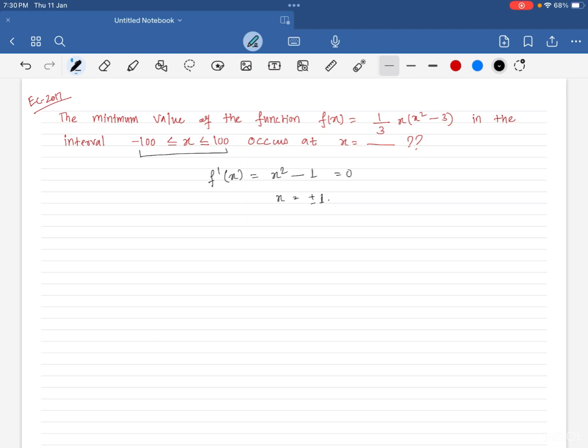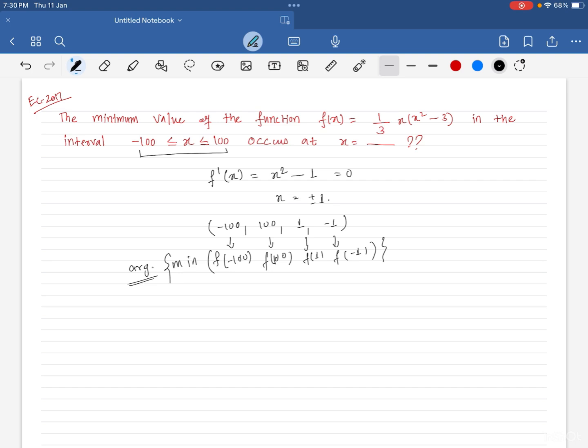So these are the points that you will have to take into consideration: minus 100, 100, 1, minus 1. So you will find the value of f(−100), f(100), f(1) and f(−1). So at which you will get the minimum, and the argument of that will be your answer.